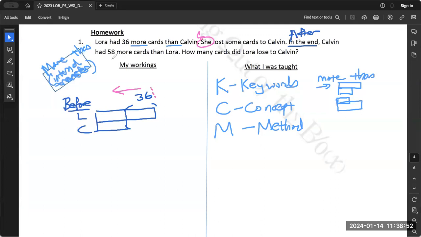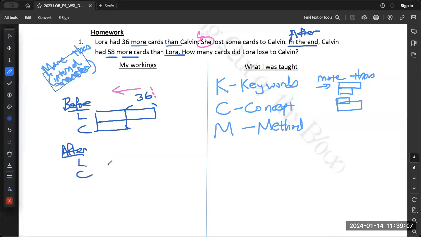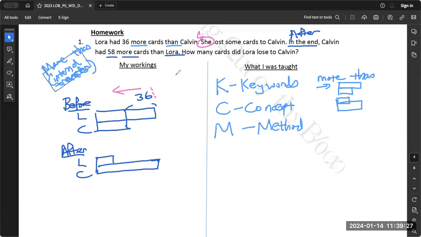Kelvin had 58 more cards. So your after model, you also have a long short, but in this case it's reversed because Kelvin has more. And for model drawing discipline, please continue to put LC, don't put CL, so that it's easy to compare. In this case, C should be much longer, and L will be moving backwards.